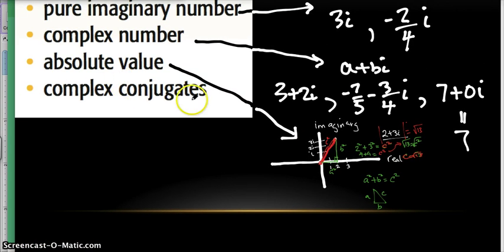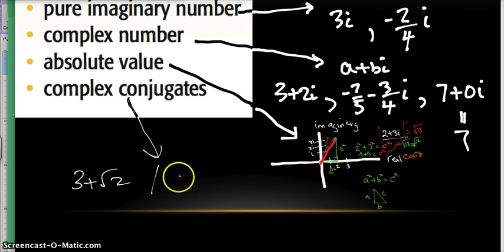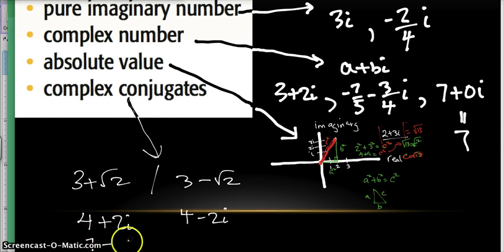So that was our absolute value definition, and the final definition that we're going to talk about is complex conjugate, and this isn't too bad. Complex conjugate is just like the other conjugates we've talked about before. Since we're familiar with conjugates already, you remember back in the day, 3 plus the square root of 2 has its conjugate, 3 minus the square root of 2. Complex conjugates work exactly the same way. If I have 4 plus 2i, then its conjugate would be 4 minus 2i. If I had 7 minus 3 halves i, then its conjugate would be 7 plus 3 halves i.